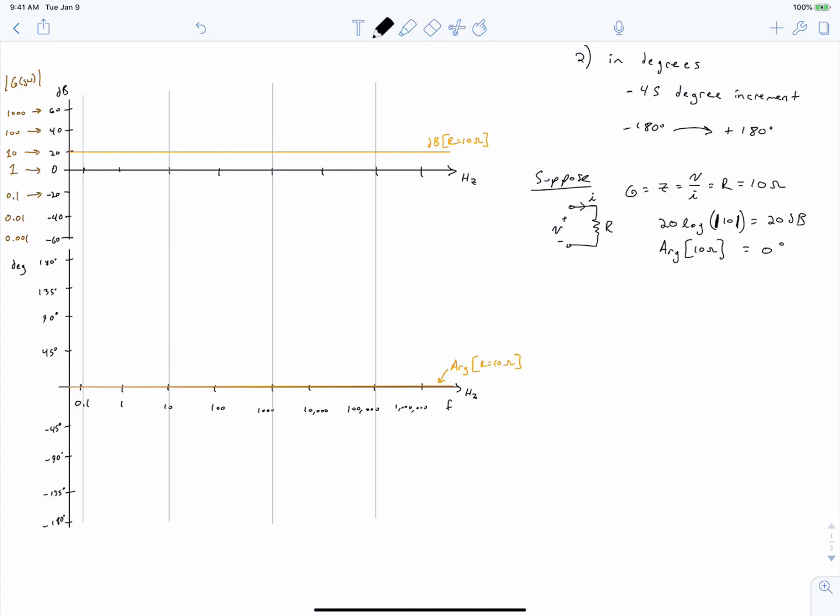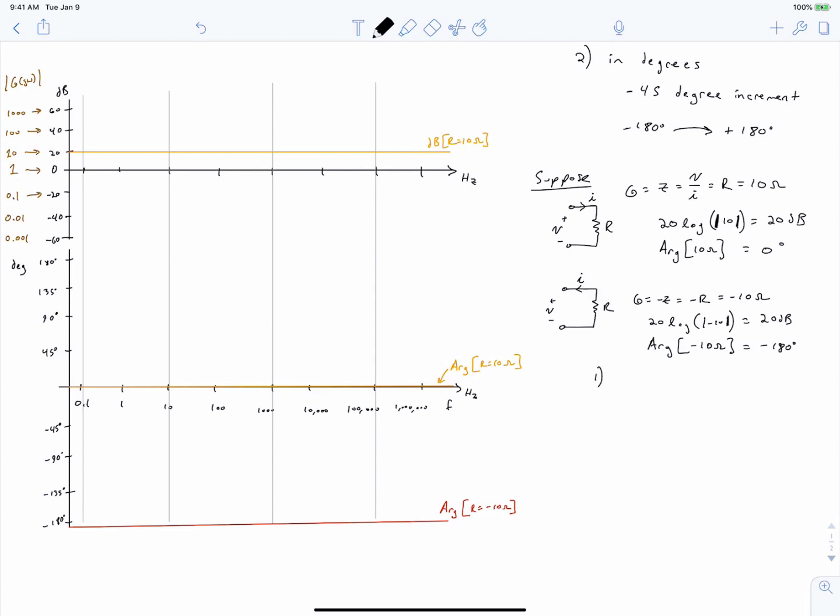Suppose now that we were to change the definition of current in our circuit. Suppose that we had a circuit that looked like this instead, where current is now flowing right to left. We would say that our transfer function is equal to a negative R, which is a negative 10 ohms. So what does that do to our Bode plot? Well, the magnitude is calculated as an absolute value. So the absolute value of a negative 10 ohms is still going to be equal to 20 decibels. Our magnitude stays the same. Our argument, on the other hand, our angle of negative 10 ohms, is now going to be a negative 180 degrees. So our phase plot ends up looking like this.